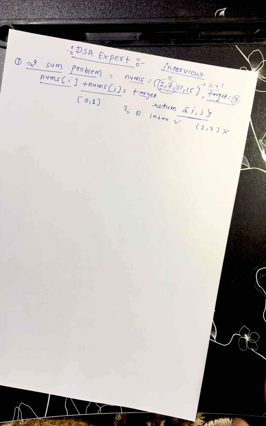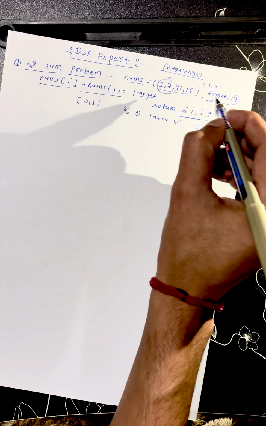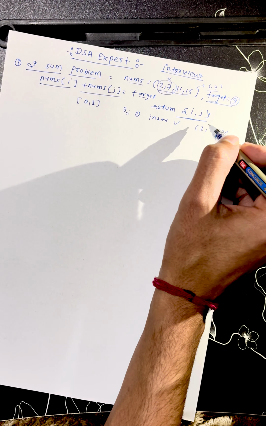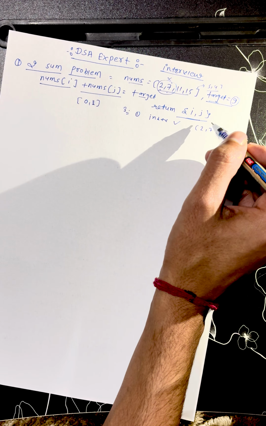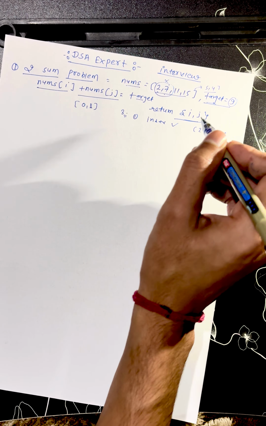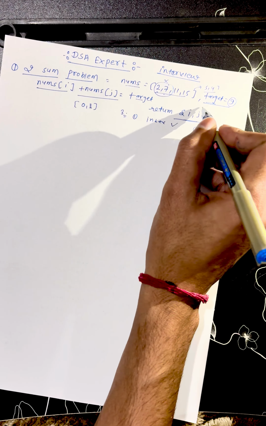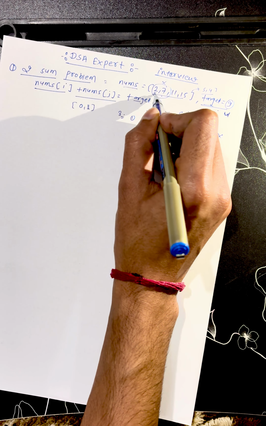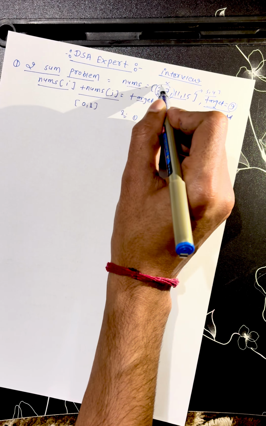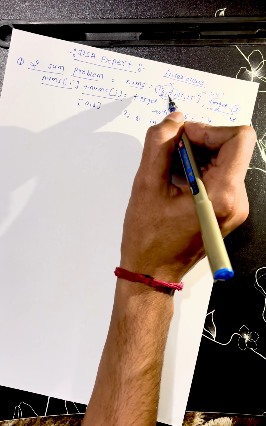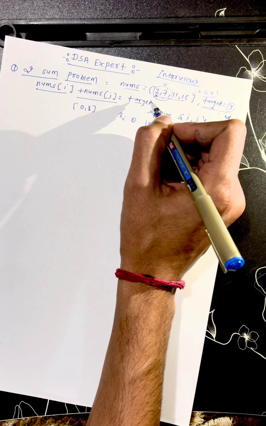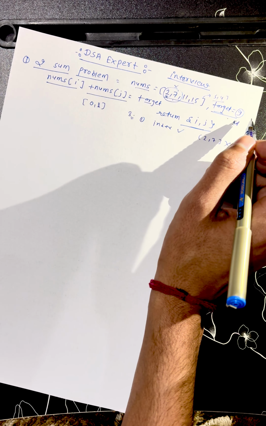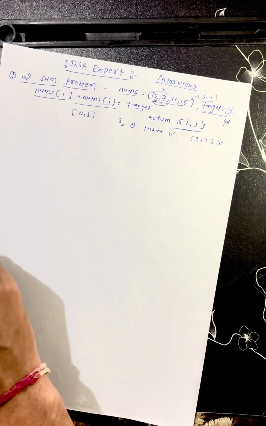And the third is we need to return indices that must be unique, that should not be the same. Let's suppose we have the target 4, so don't return 0, 0 because 2 plus 2 is 4. We need to take care about that.